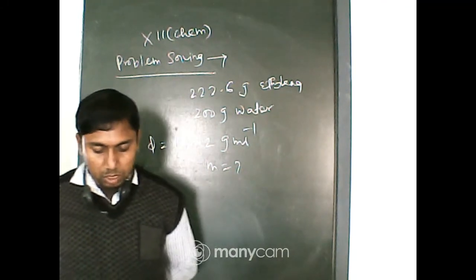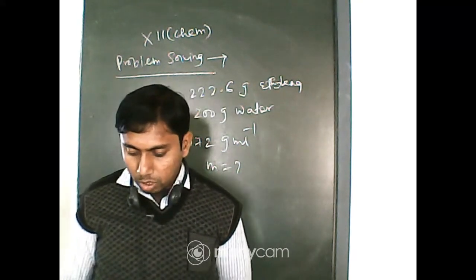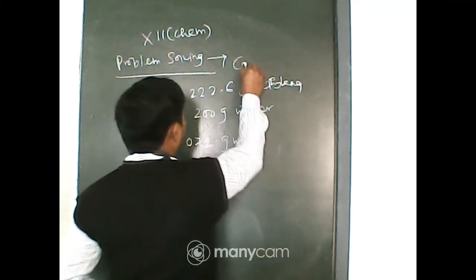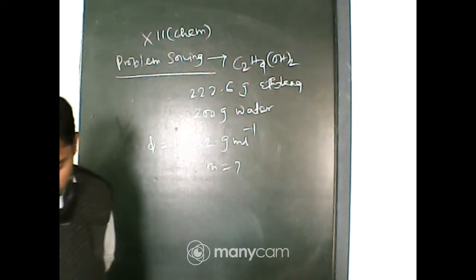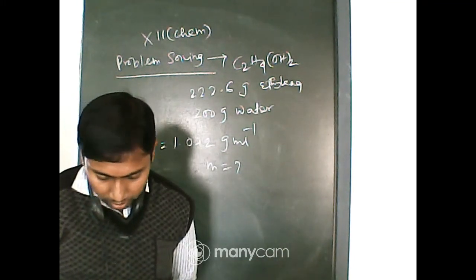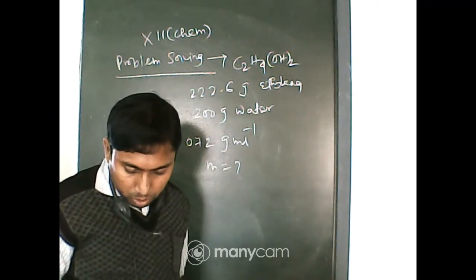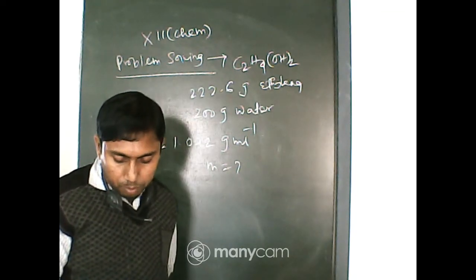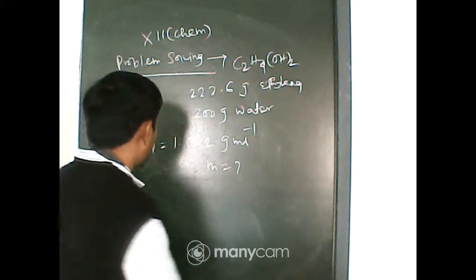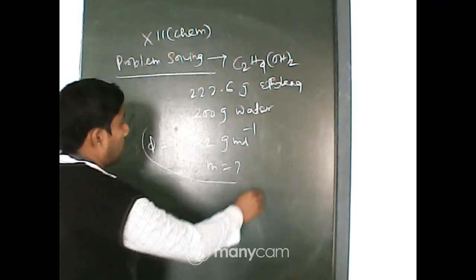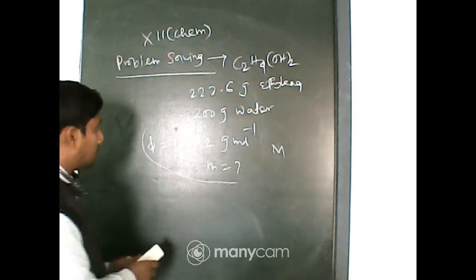An antifreeze solution is prepared from 222.6 gram of ethylene glycol. The molecular formula is given, C2H4(OH)2, and 200 gram of water. Calculate the molality of the solution if the density of the solution is 1.072 gram ml inverse, then what will be the molarity of the solution? So this part is required to calculate the molarity, the capital M. So first is to calculate the small m, that is molality.